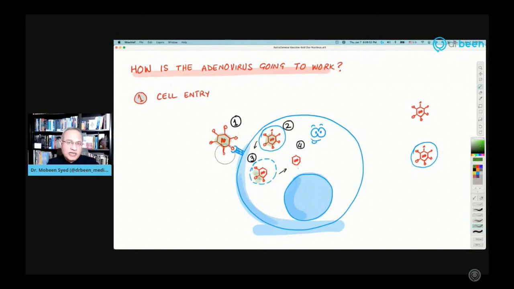Here we don't call them spikes, we call them fibers. So these fibers connect with our cells and receptors. Just like the spike protein on SARS-CoV-2 binds with our cell on ACE2, these fibers also bind with some other receptors on our cell. The result of that is that this adenovirus is brought into our cell inside a small vesicle. A vesicle is a small piece of our cell membrane that becomes a pouch around this virus, and the virus is brought in the bubble made up of our cell membrane.